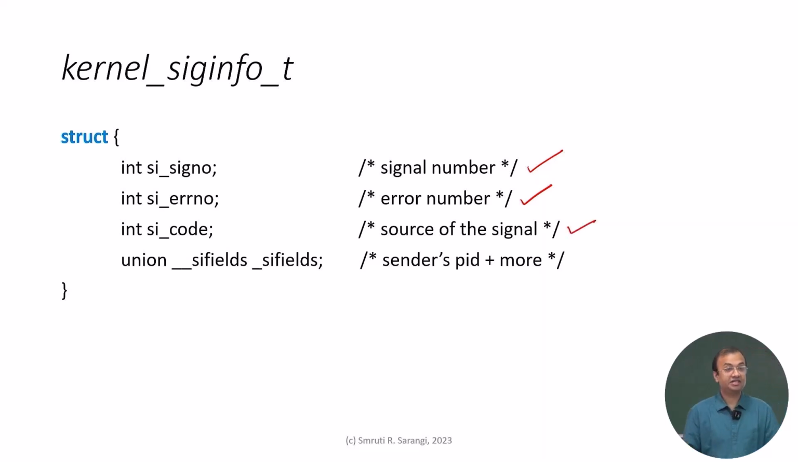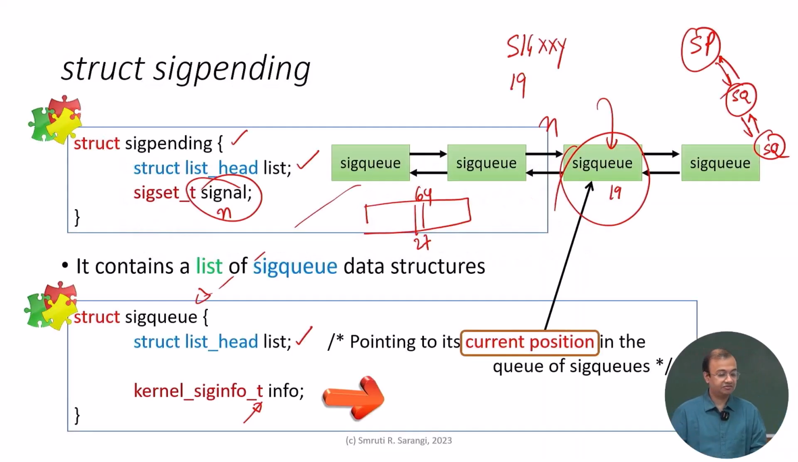And if, let's say, another process is sending a signal via the kernel, then the sender's PID should be there, right? Who is sending a signal to you? So that should be there. All of this information is there inside a signal information, which is wrapped inside a SIG-Q, right? So it is obvious that we want to create a linked list of signal information structures, but we didn't want to put a list head there. So we wrapped it in a SIG-Q, and put a list head over here, right?